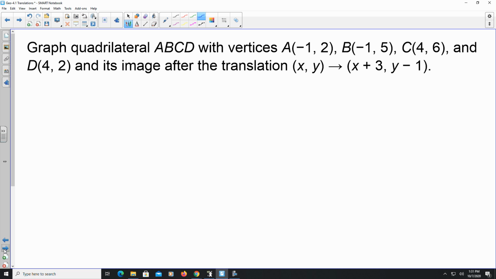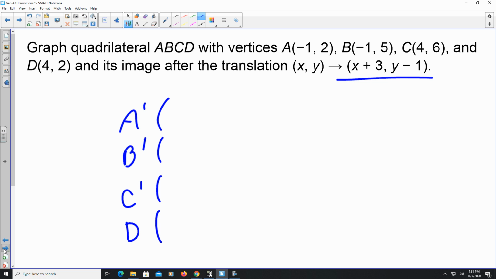All right, so here it says graph the quadrilateral ABCD with vertices. They gave us the four vertices there, but then they gave us a rule saying that it's going to be x plus 3 and y minus 1. So again, I'm not as concerned about you being able to graph it, but I am concerned about you being able to discover what those coordinates are. So let's say I have A prime, B prime, C prime, and finally D prime.